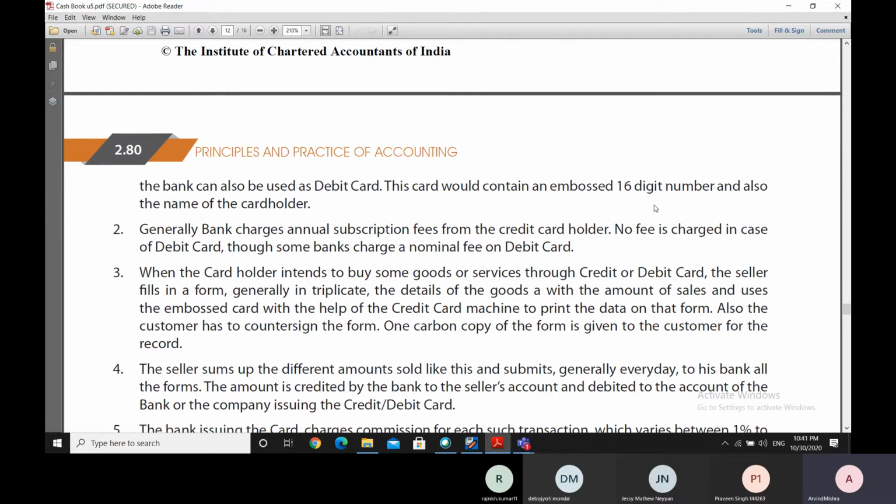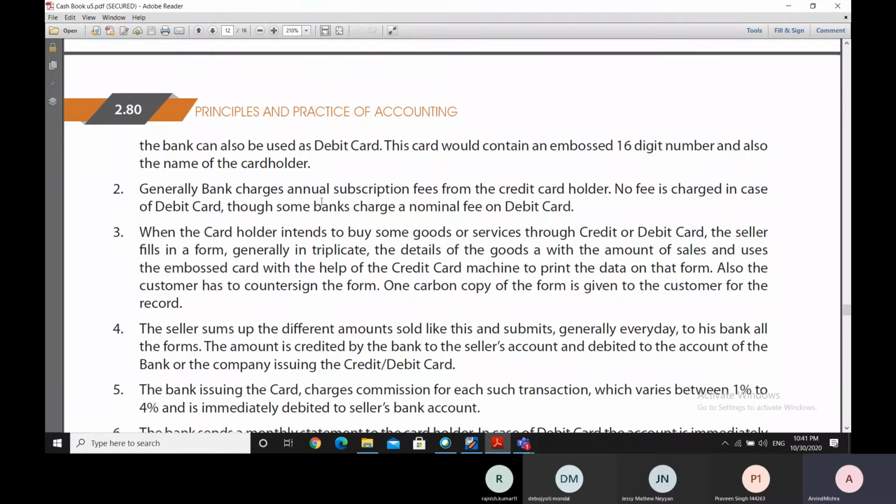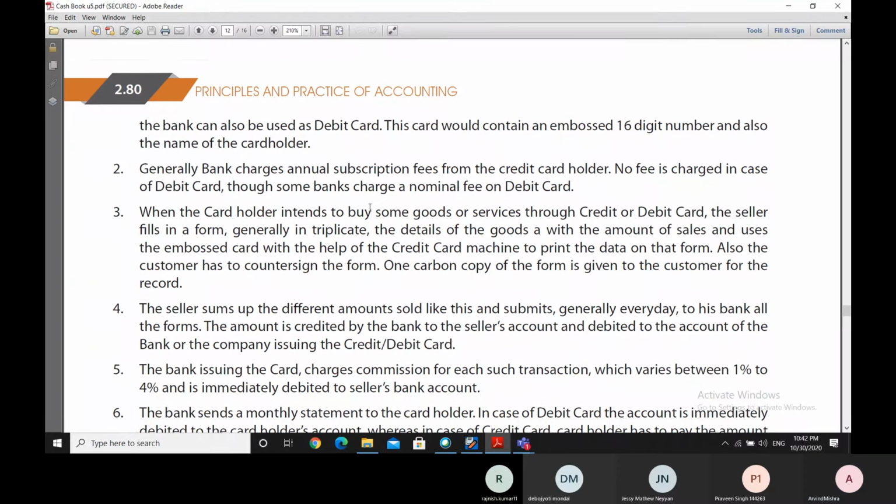Now, generally, the card will contain an embossed 16-digit number and the name of the card holder, and there are some other entries also. Generally, the bank will charge an annual fee or annual subscription fee for the card from the credit card holder. Although for the debit card no fee is charged, some banks do charge a nominal fee.